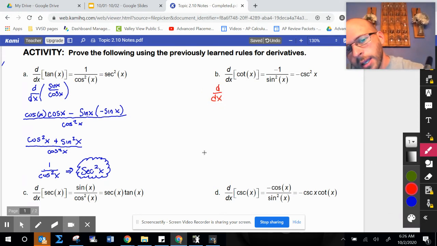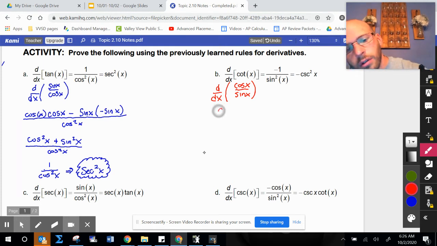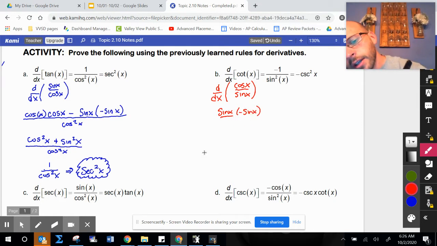All the steps are relatively the same. If you would like to do it, pause the video. I know cotangent is cosine over sine. So I'm going to use a quotient rule. So low times the derivative of the top, which is a negative sine of x, minus the top, which is cosine, times the derivative of the bottom, which is another cosine, all over the denominator squared. So I'm going to get a negative sine squared x minus cosine squared x, all over sine squared.